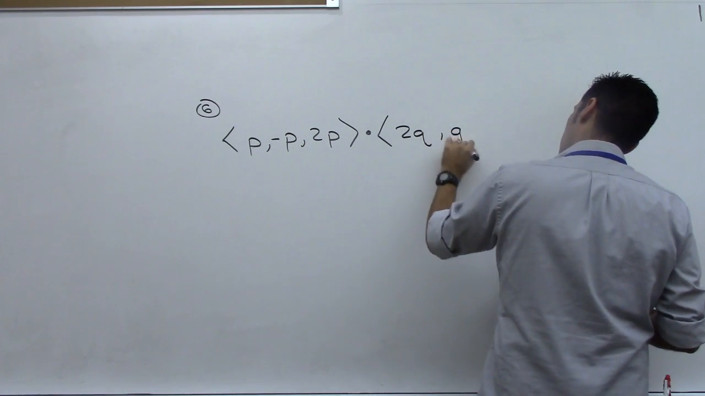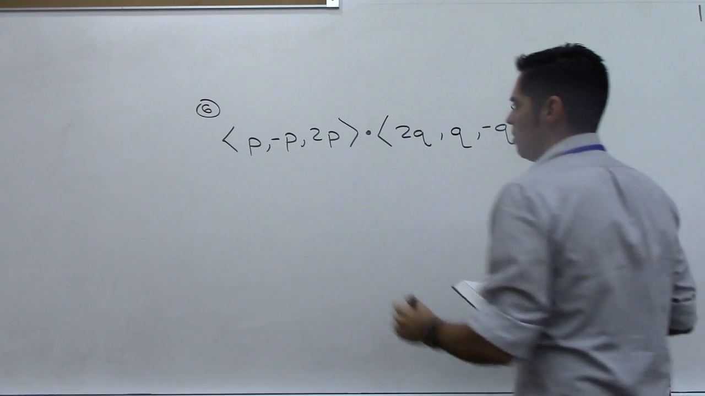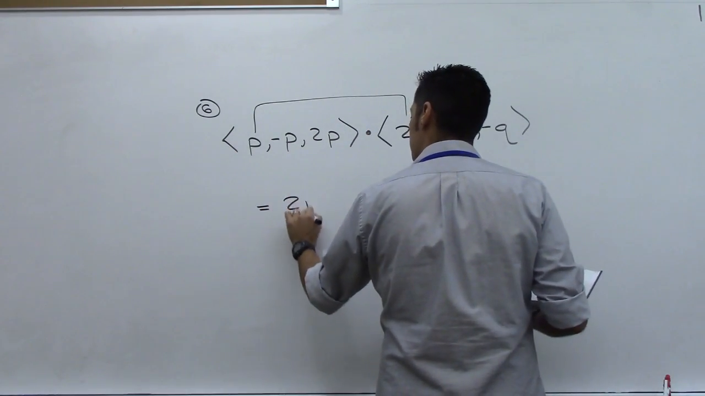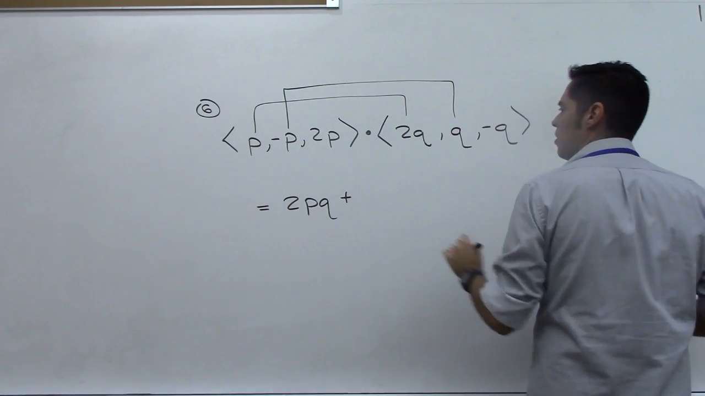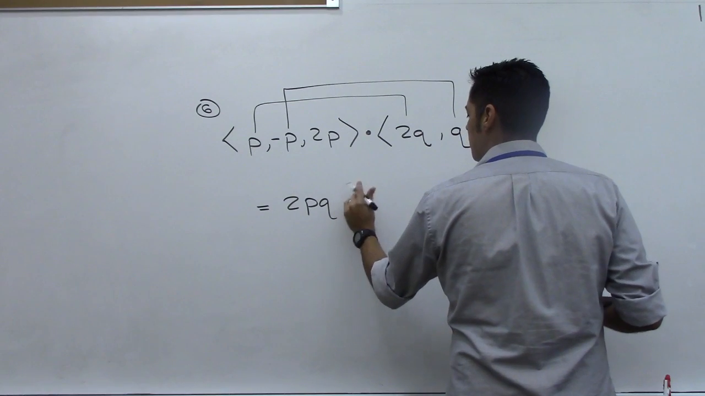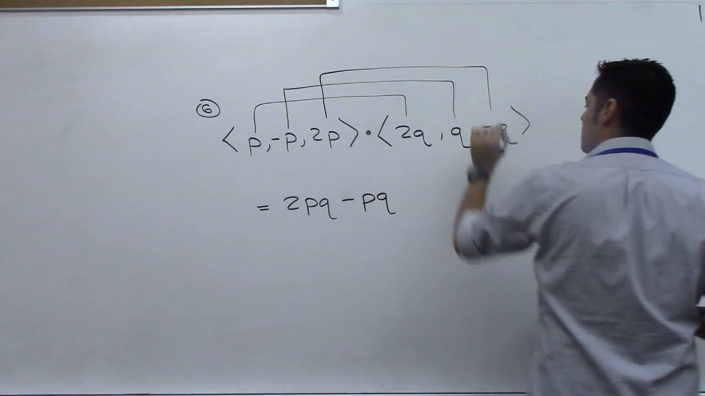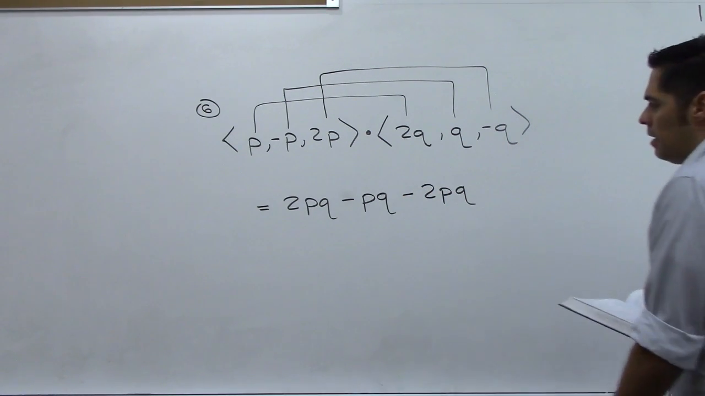and we're dotting it with the vector 2Q, Q, -Q. So when we dot these two together, we get P times 2Q, which is 2PQ, plus -P times Q, which is, I'll change it to minus PQ. And then 2P times -Q is minus 2PQ. And then we clean this up.